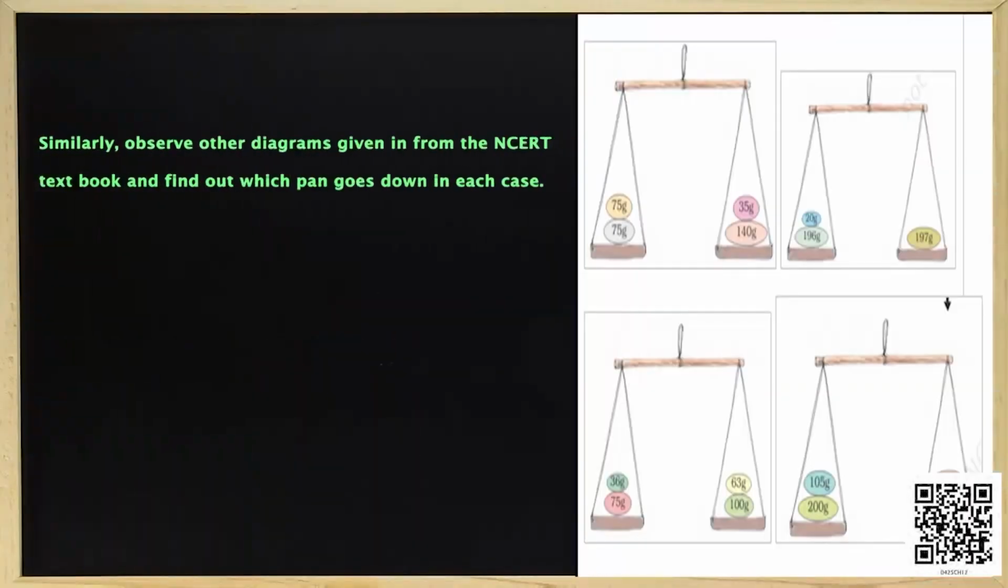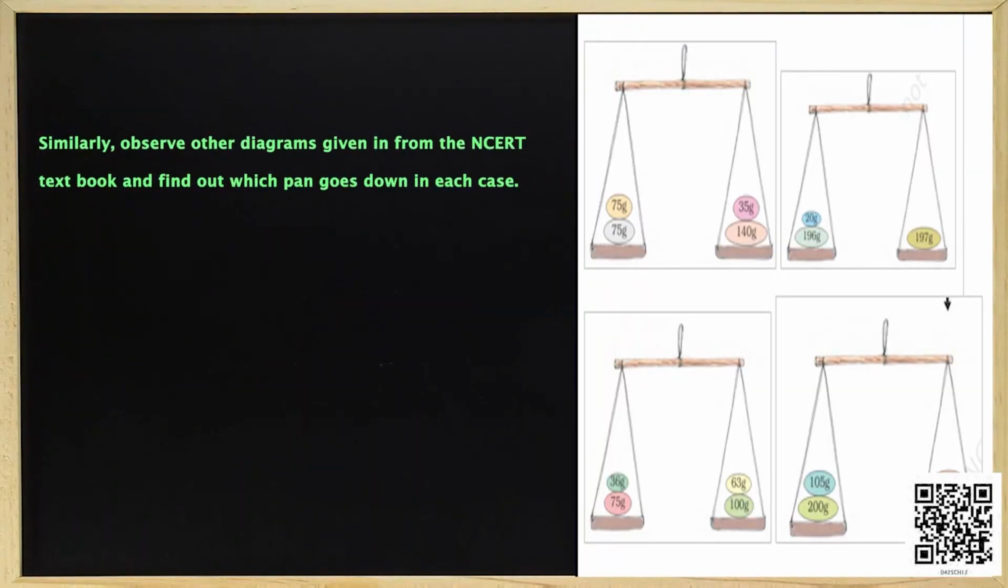Dear students, both pans contain equal weights of 1000 gram. So, it means the pans are going to balance, because pan A also contains 1000 gram and pan B also contains 1000 gram. Similarly, observe the other diagrams given below from the NCERT textbook and find out which pan goes down in each case and why.